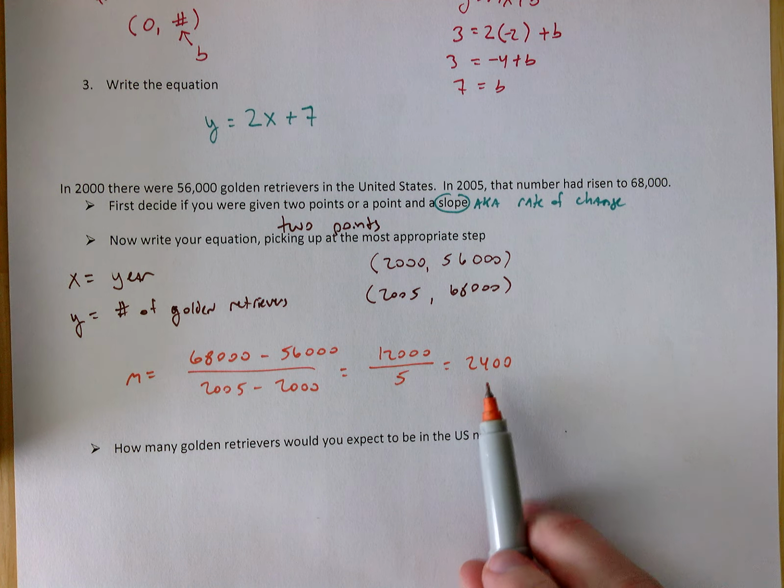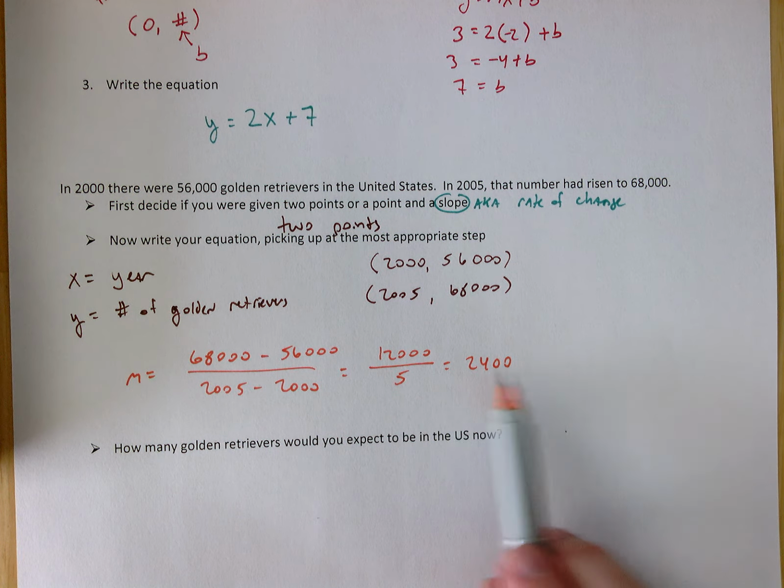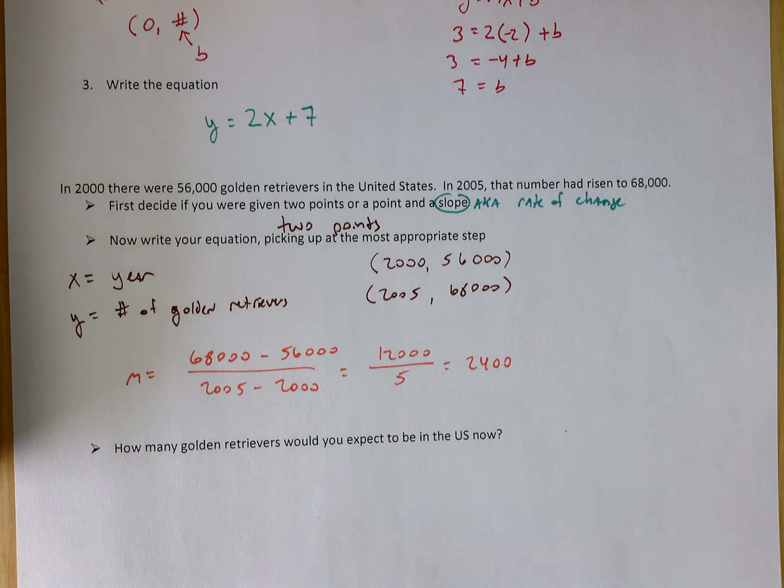Okay, so what that is telling me, this is my rate of change. So what this is telling me is that every year there are an additional 2,400 golden retrievers in the United States. Okay, so that's the interpretation of what that number means.